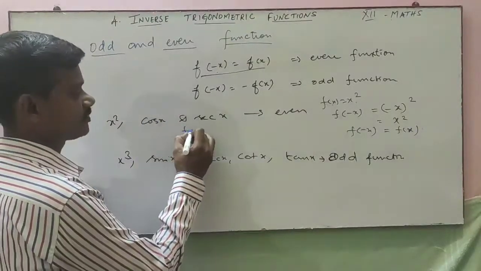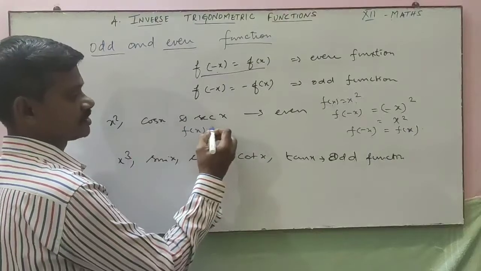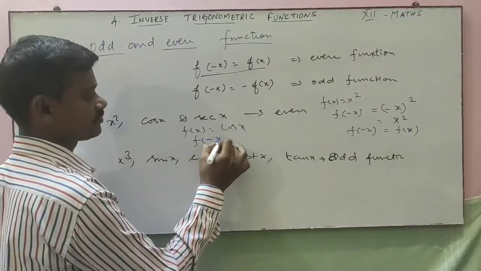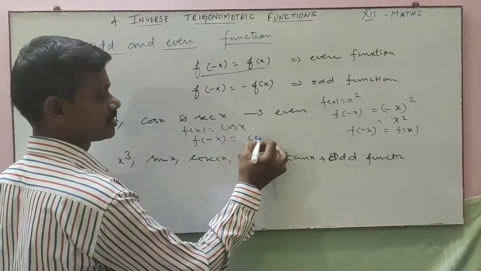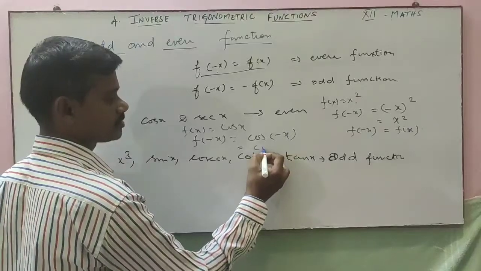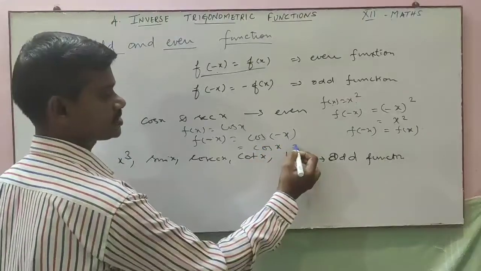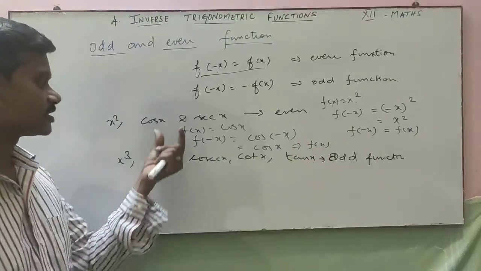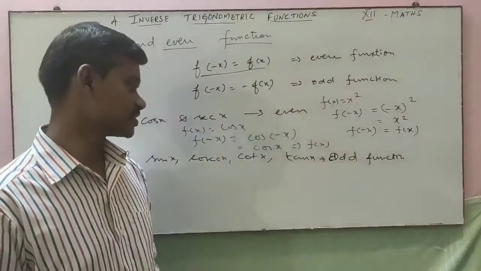Like that, if I take f of x as cos x and substitute the value of x as minus x, I will get cos of minus x. What is cos of minus x? It is plus cos x, so this is f of x. So f of minus x gives f of x. Then this function is called an even function.